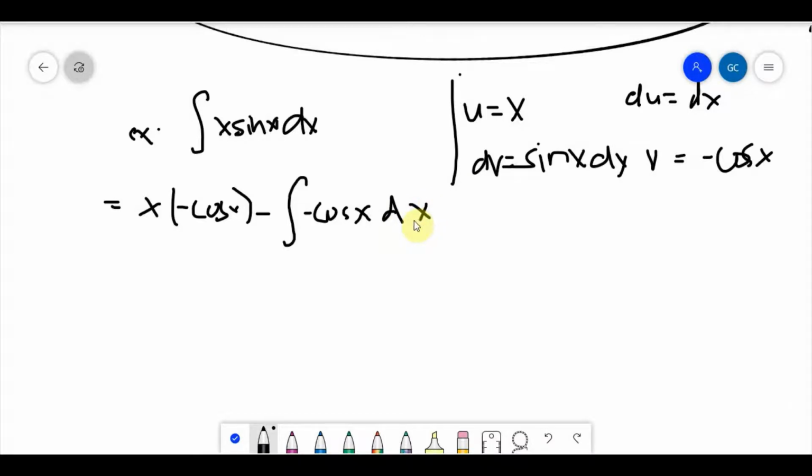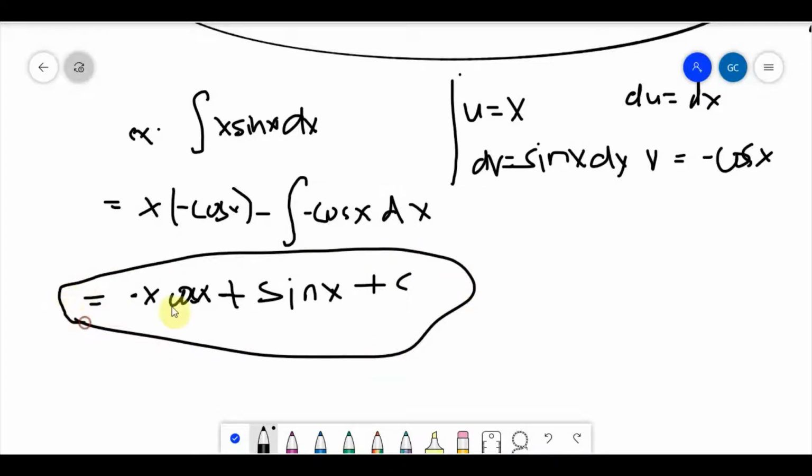Now, we need to simplify this problem. So this is negative x cosine x minus the integral of negative cosine x. The integral of negative cosine x is negative sine x, right? So we have negative, negative, so we have positive sine x plus some constant c. Now that is our final answer.